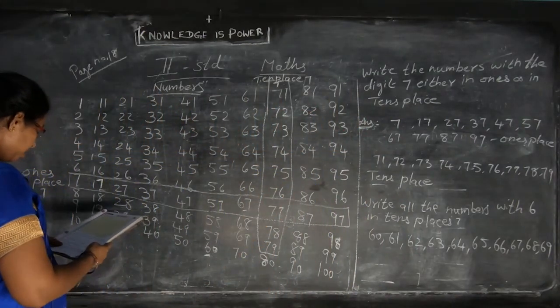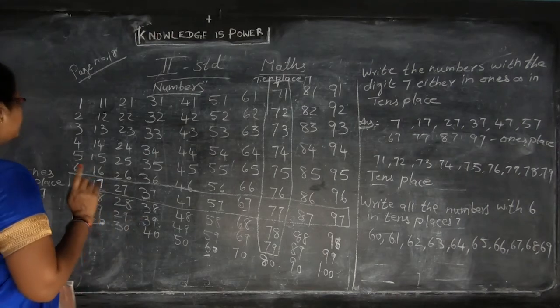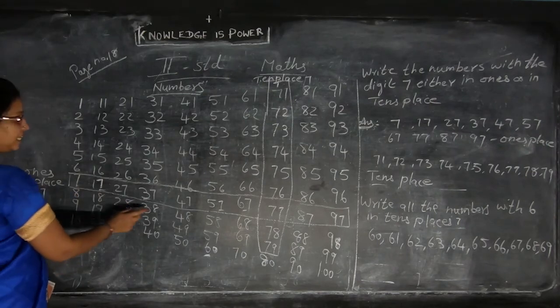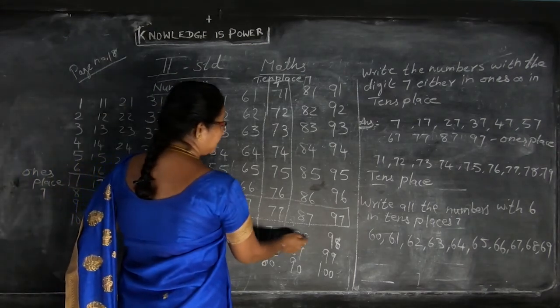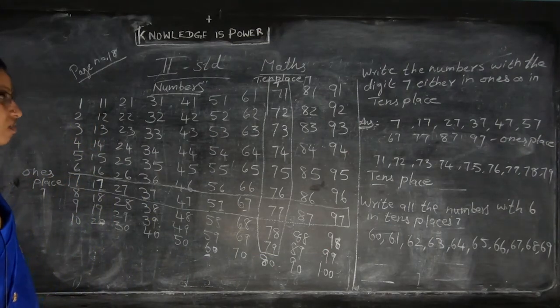Now write all the numbers with 8 in ones place. See, where is ones place? This is ones place. 8, 18, 28, 38, 48, 58, 68, 78, 88 and 98. All the 8s are in ones place.